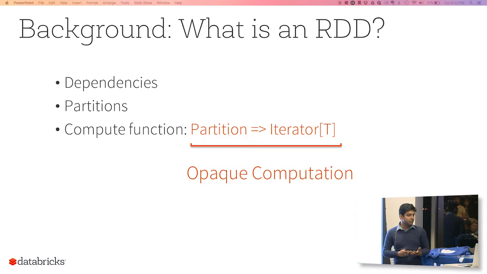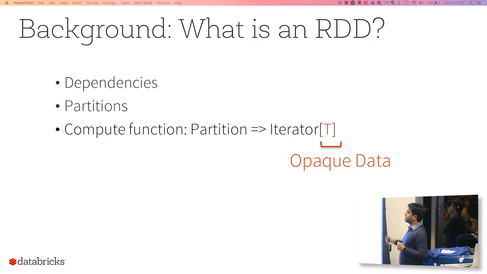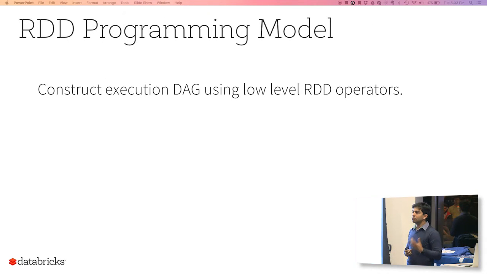Second, the data is also pretty opaque. What this means is that since we do not really know what kind of data Spark is trying to operate on, we can't really prune out data that's unnecessary for the query that you operate on. And finally, even though this programming model is pretty powerful, from a user perspective it's extremely verbose and sometimes very hard to understand.